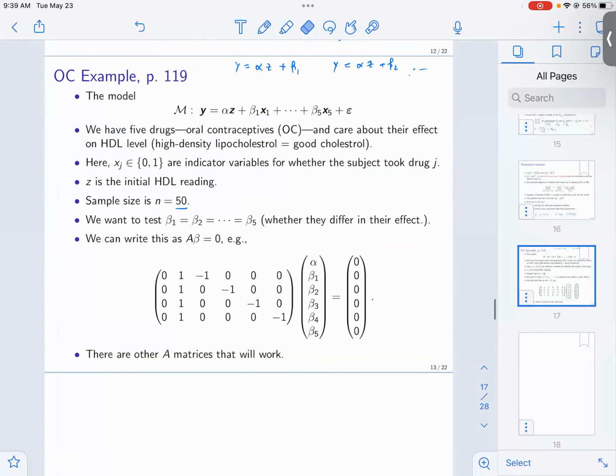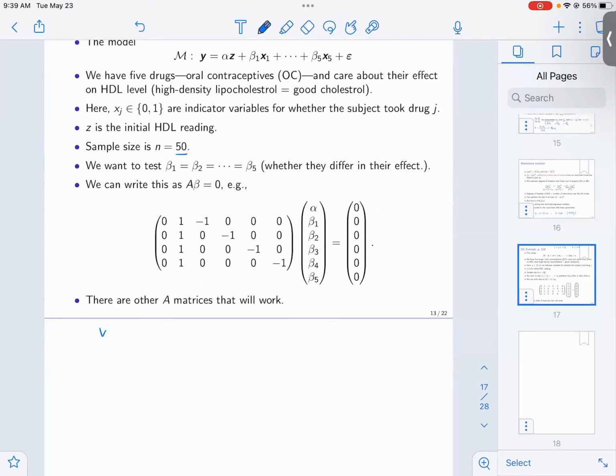But imagine I have the Z, which is the initial HDL reading. This variable, we have it for everyone. So this is like one covariate, one feature, one independent variable. And then I have a response, which is the final. Actually Z is the initial HDL reading, and Y is the final HDL reading.